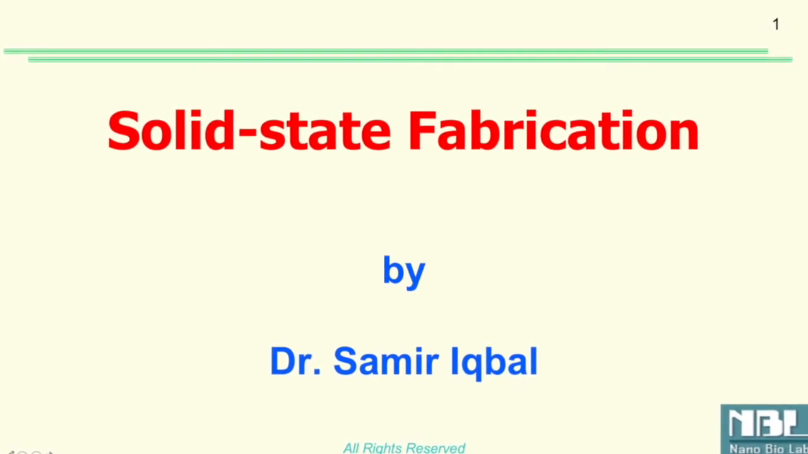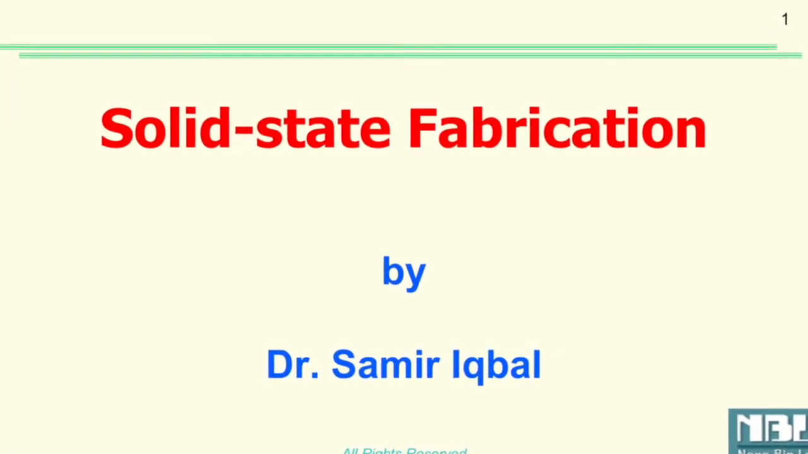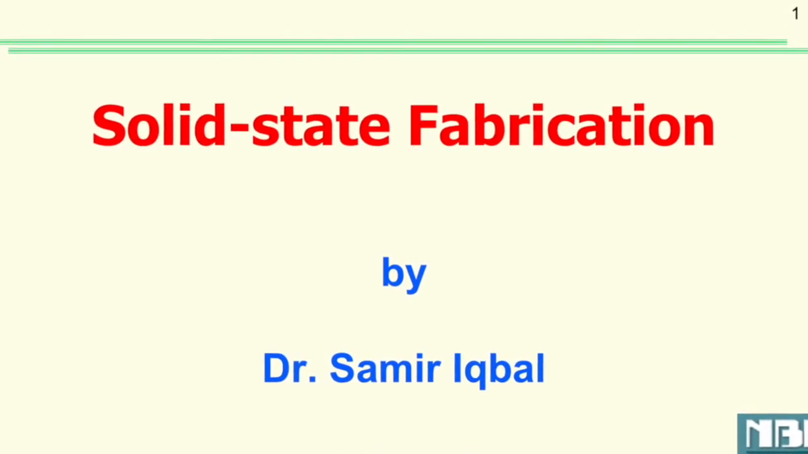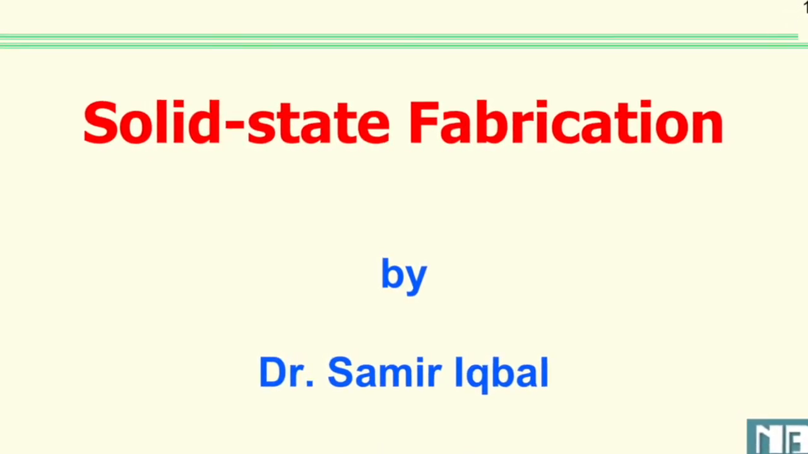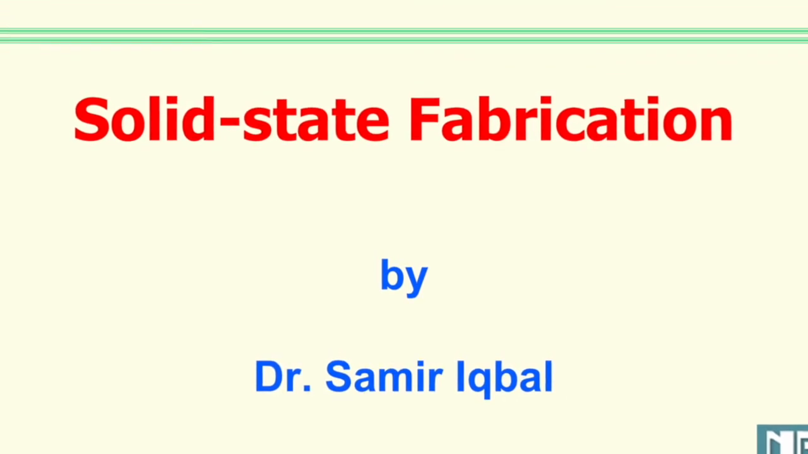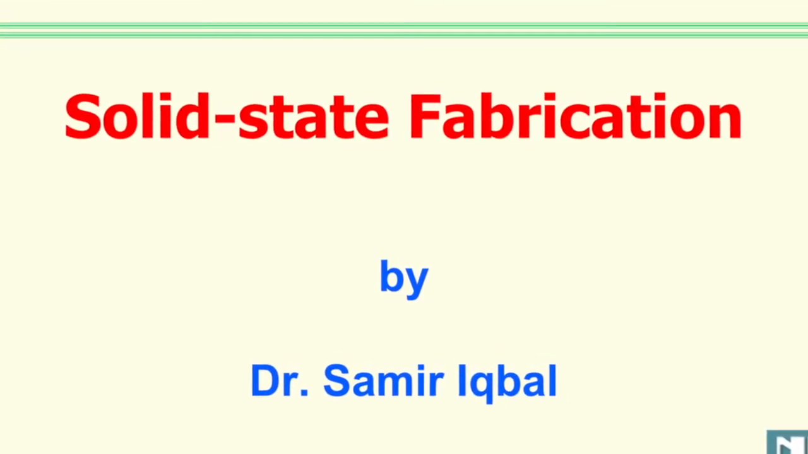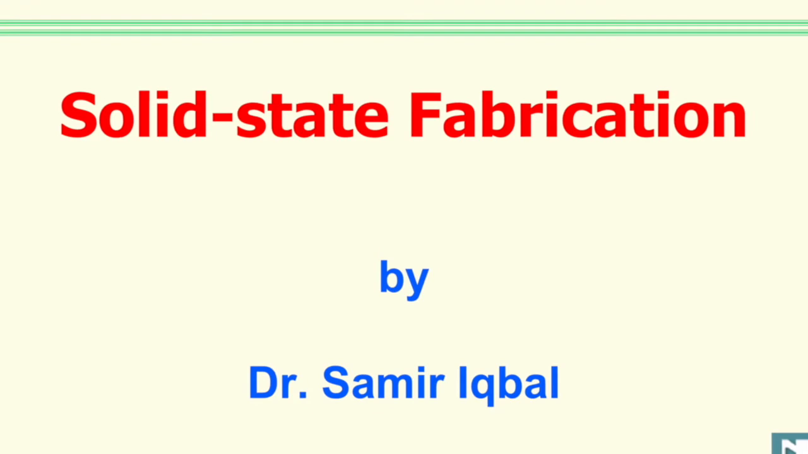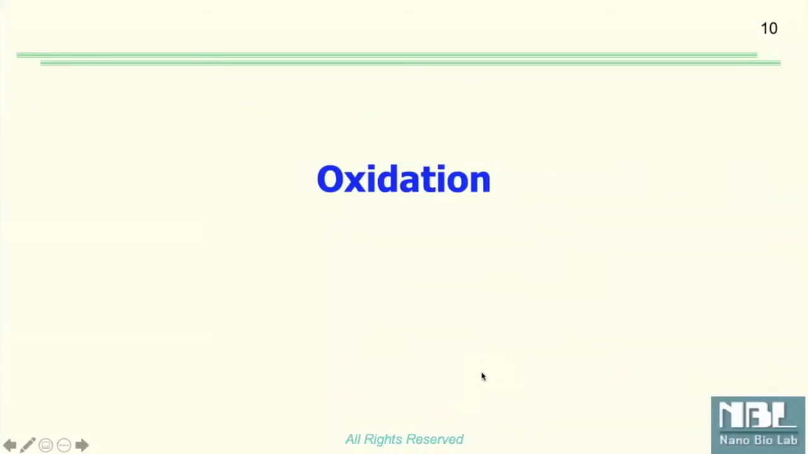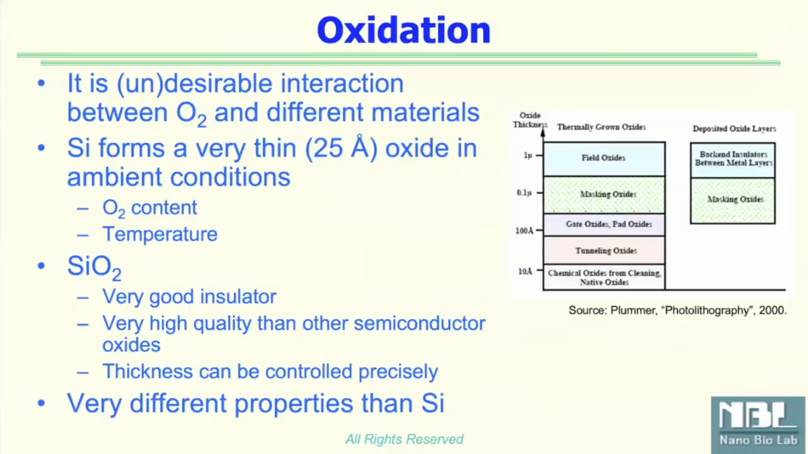Photolithography is used to transfer design on the surface of a chip. Many times on the surface of a chip, we have grown an oxide. The oxide is the natural reaction of oxygen with a lot of hard surfaces, a lot of materials. We call it rust. So it's nothing but an undesirable interaction between oxygen and a number of different materials.